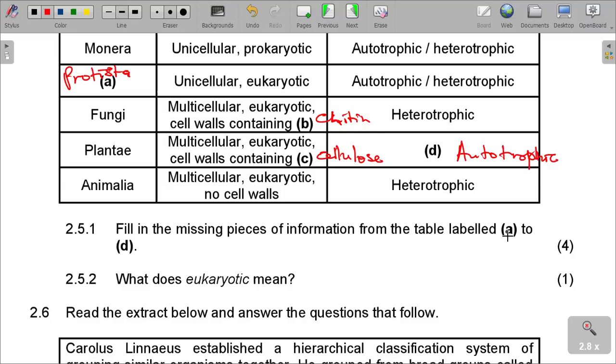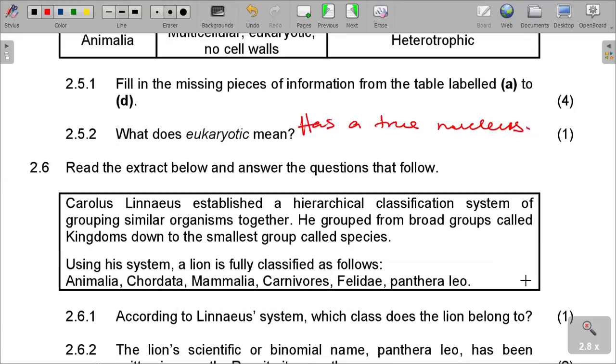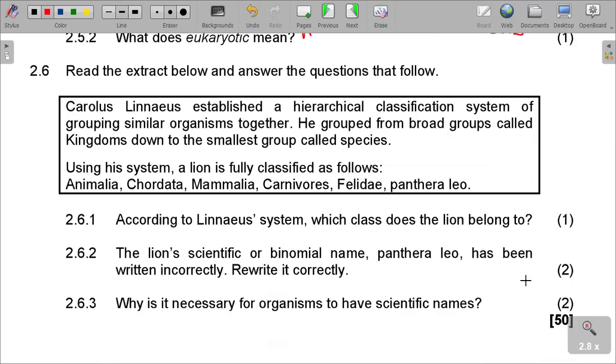And then what does eukaryotic mean? It means it has got a true nucleus. Yes, a true nucleus. That's what it means. And then read the extract below and answer the questions that follow.